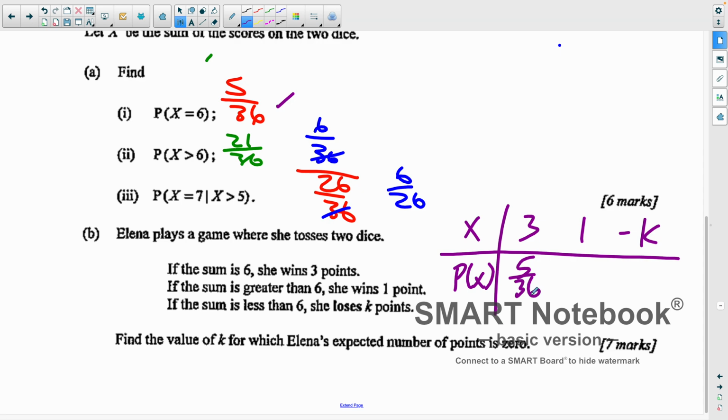Greater than 6, she wins a point, which is what? 21 out of 36, thank you. And then what's the probability that she loses?